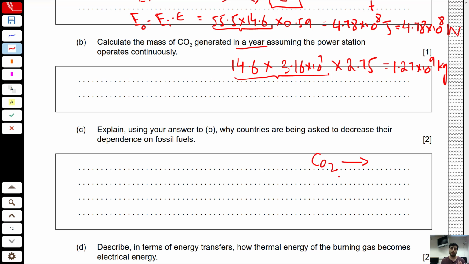So they trap infrared radiation that is emitted from the ground, and then radiate it back to the earth, increasing the temperature of the overall atmosphere and causing the glaciers to melt. So carbon dioxide leads to global warming, and global warming is caused by the greenhouse gas effect, so it causes climate change. To avoid that, countries are being asked to reduce their dependency on fossil fuel, because when fossil fuels are burned, they release carbon dioxide. It causes the greenhouse gas effect, causes global warming, and leads to climate change.